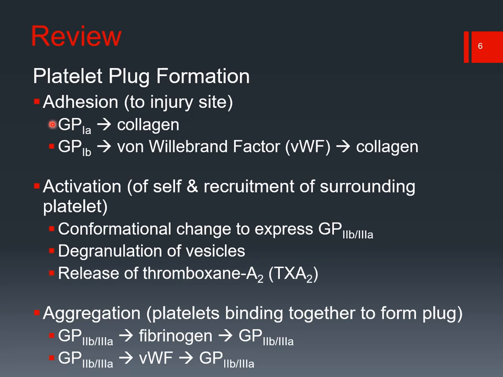This platelet will come in contact with the injury site. GP1A will bind directly to collagen. GP1B will bind to von Willebrand factor, then to collagen. In either of these two receptors, if they're bound to the collagen at the injury site, we call that adhesion. So we have GP1A binding directly to collagen, GP1B binding to von Willebrand factor, then to collagen, causing adhesion of that platelet to the injury site.